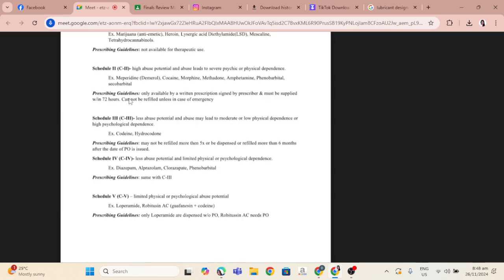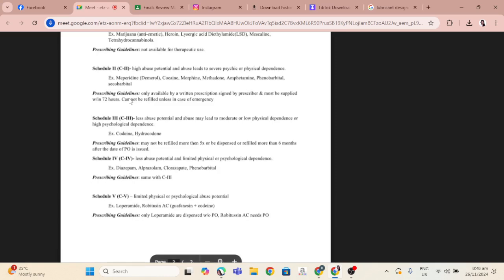Another one, next is yung Schedule 4 or C4. These medications have less abuse potential and limited physical or psychological dependence. But andun pa rin. They can still have physical or psychological dependence. These ones are diazepam, alprazolam, clorazepate, or phenobarbital.